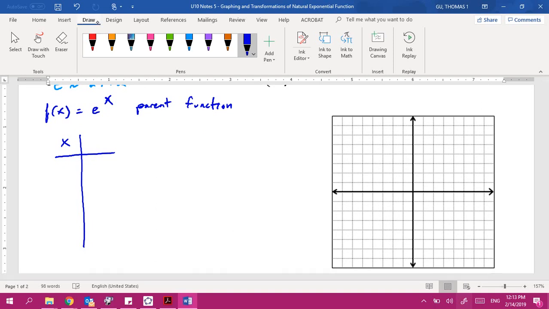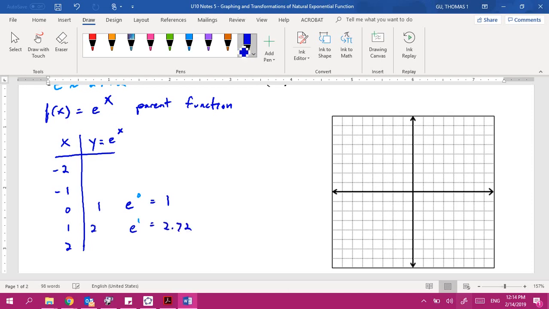How do I get my y values though? Y equals e to the x, right? It's the parent function. Y is always your parent function. So my x values will be -2, -1, 0, 1, and 2. Where should I start here? What's the easiest one to find? 0, right? Because it's going to be e to the 0, which is equal to what? 1. That's right. What about when I plug in 1?